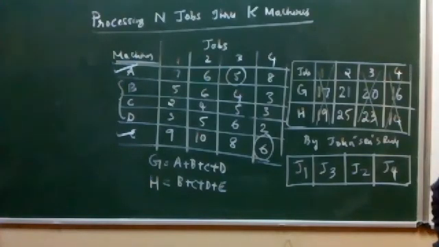Yeah. First, we need to consider the first and last machine. Then we have to verify whether the minimum of the first machine should be greater than or equal to the maximum of the remaining machines, or the minimum of the last machine should be greater than or equal to the maximum of the remaining machines.